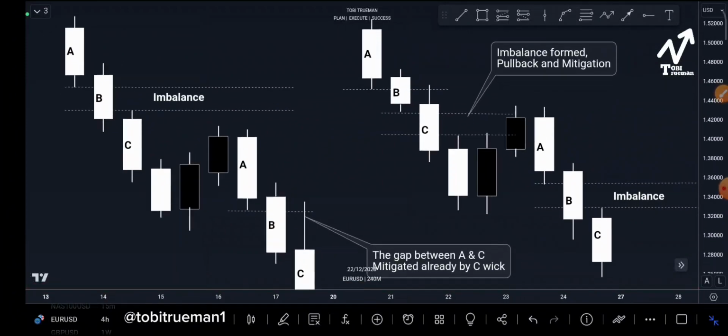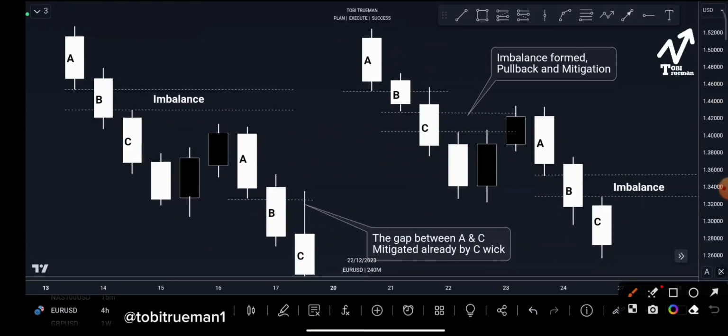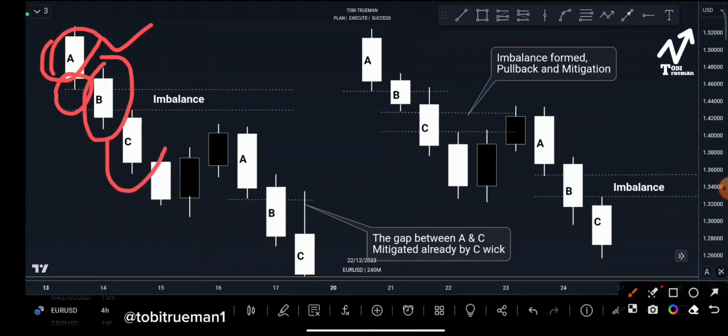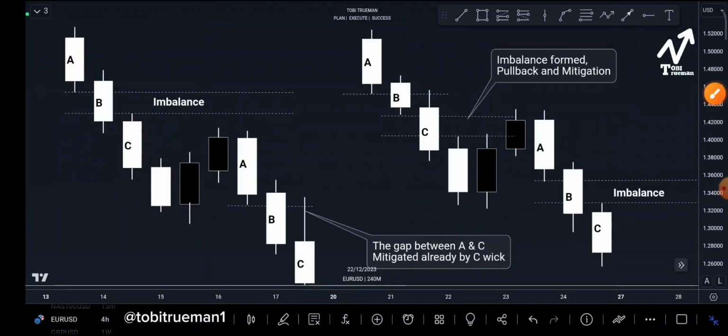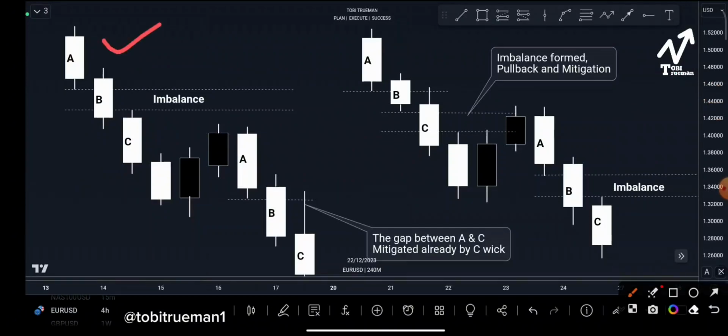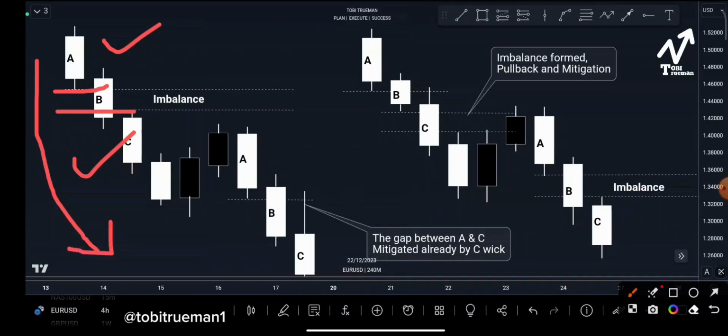Okay, you can see the pictorial representation here. This is candlestick A. Notice the body and also notice the wick. Candlestick A, candlestick B, and candlestick C. Now, you see between candlestick A and candlestick C, when you draw a line from the candlestick A wick and then the candlestick C wick, there's space created in between. We are considering a downtrend, a bearish market right now.